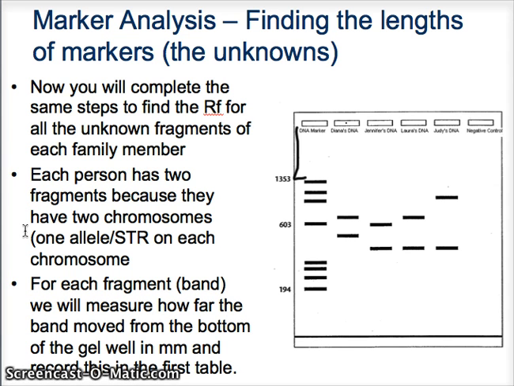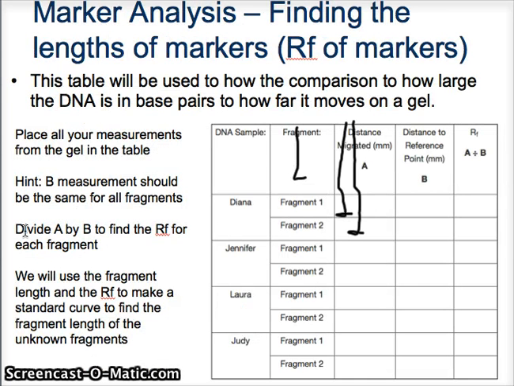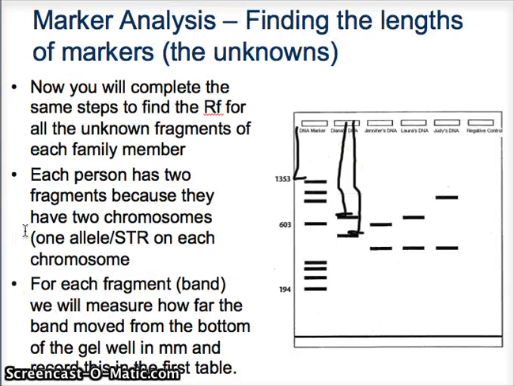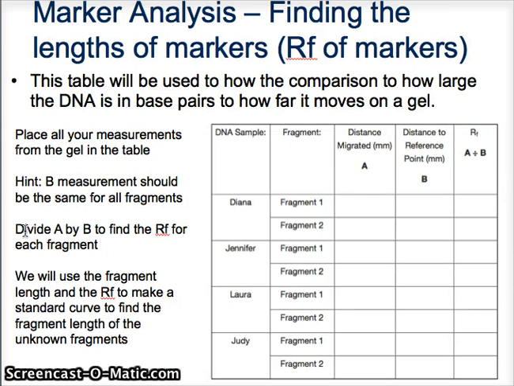Now we're going to do how far each one of the fragments for each person moved. And remember, each person has 2 fragments because they have 2 chromosomes. One allele is one STR, the other one is the other STR. So we're going to figure out how big all these STRs are. Once you measure those 2 lengths, you put it in for A for fragment 1 and fragment 2 for Diana. Then you do the next 2 lengths for Jennifer, then the next 2 for Laura, and finally for Judy. You'll write all those numbers there for A.